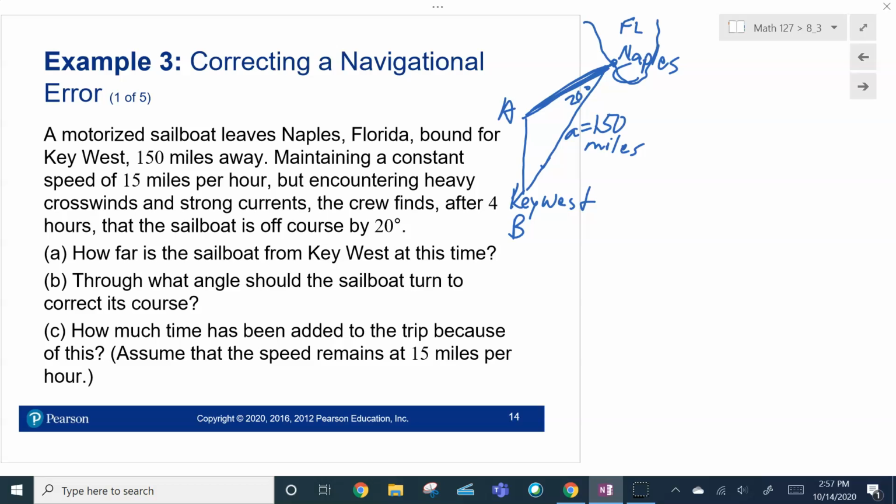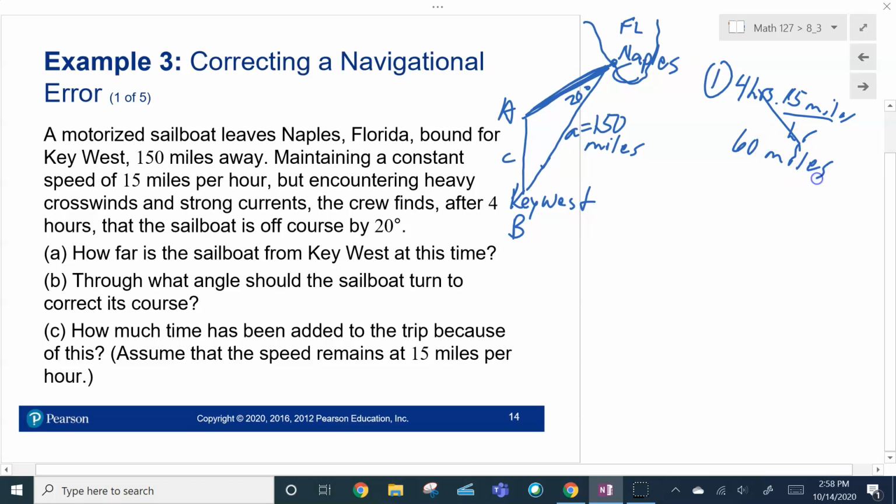And so, how far is the sailboat from Key West at this time? So we want to know little c for part A. How far off are we? And by the way, we did go in the off-course direction for 4 hours at 15 miles per hour. So 4 hours times 15 miles per hour, we get 60 miles. That's how far they went right here, so that's our b, 60 miles, a little bit in the wrong direction.